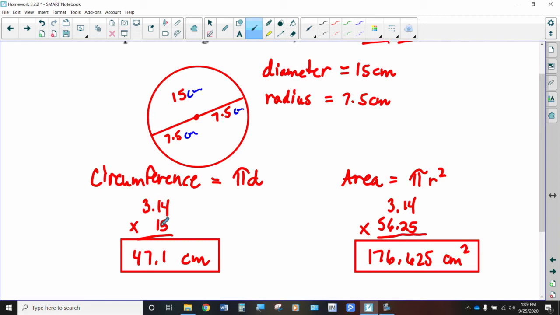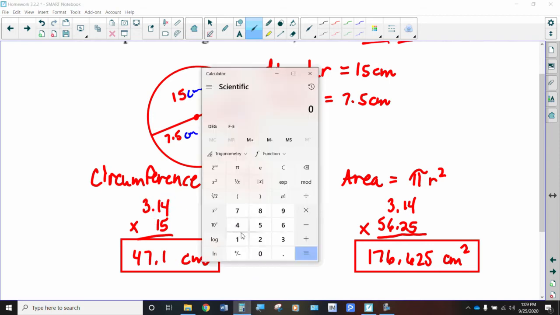So pi times 15 is going to end up rounding off to about 47.1. So notice how I did do the rounded off version. Had I done the pi button, 15 times pi equals 47. It still rounds down to 47.1, so that ends up working out just fine.